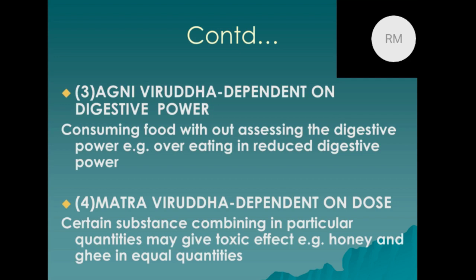So the third thing is depending on the digestive power. This is called Agni Viruddha. Consuming food without assessing. To conclude about yogurt, if the yogurt is not sour, then its properties are different. That's why in Ayurveda we say that properties of a substance should be assessed very carefully. Sour yogurt and sweet yogurt are very different. And if you process it with certain other food items, then you can overcome some of its negative effects. So all these things are very crucial.